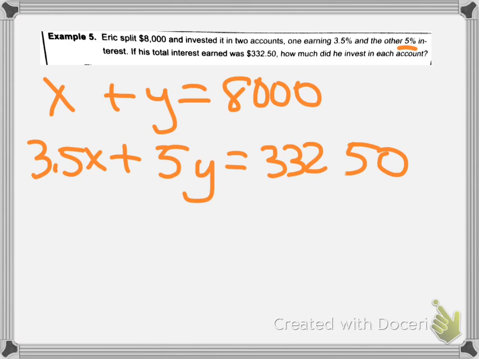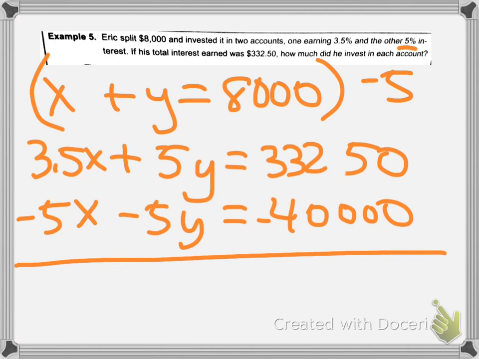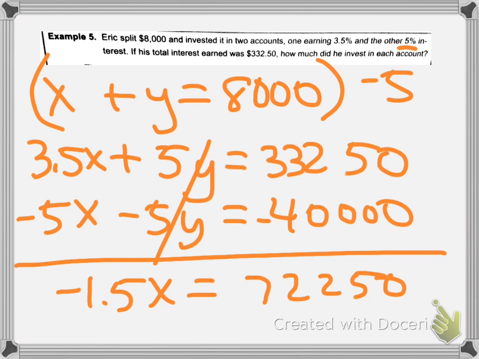Yeah. Okay. So we either have to put this in 0.035 or we have to make that in big numbers. Then you're going to multiply by 5 up here. Negative 5. So we'll have negative 5x minus 5y. And it's going to be negative. So then can you take positive 32,250 and add it to the negative 40,000? And add it. 72,250. And then divide by negative 1.5 is negative 48,100.